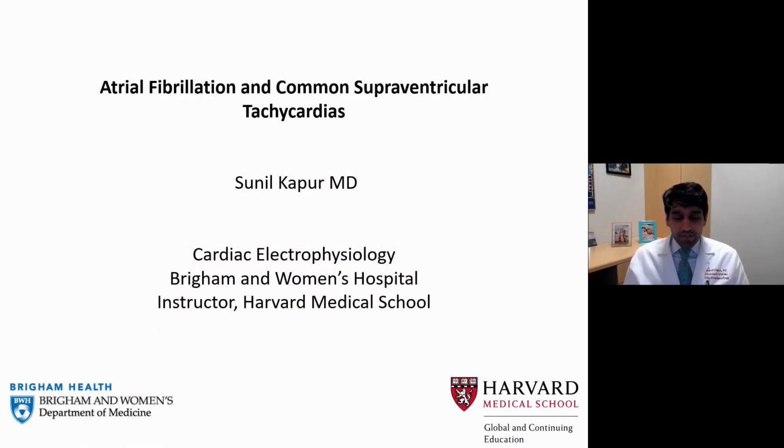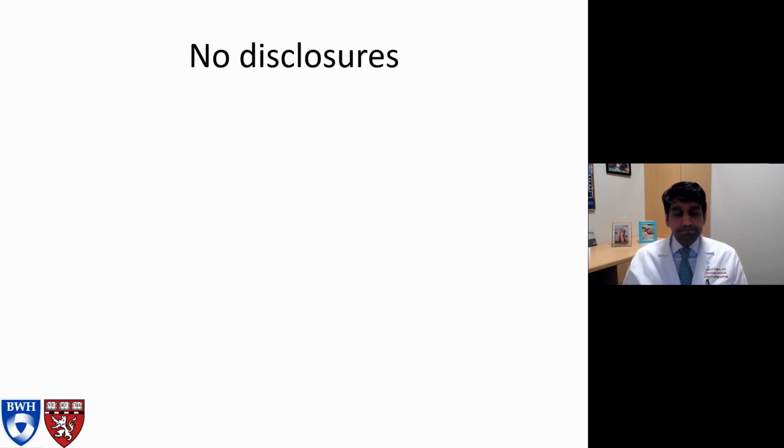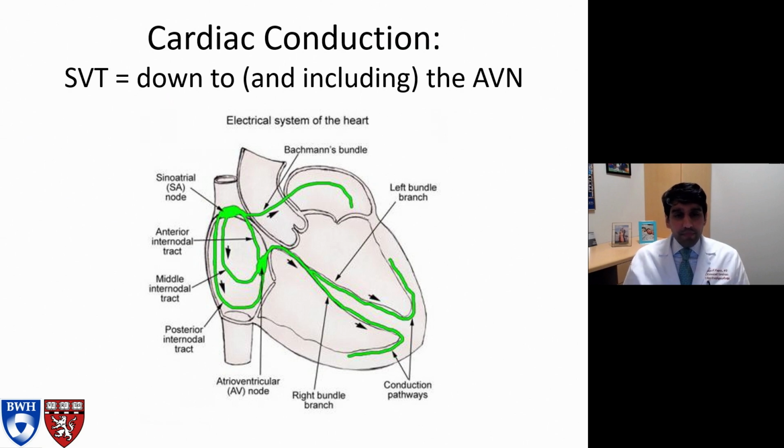Great, thank you. So like Dr. Desai mentioned, we're going to be talking about atrial fibrillation and other common supraventricular tachycardias. To dive in, as we all know, the cardiac conduction system is relatively consistent between patients and relatively complex. We start with the electrical impulse at the sinoatrial node. It then moves down through intranodal fibers to the atrioventricular node, and then down through the His-Purkinje system, where the electrical signal results in ventricular contraction and a heartbeat.